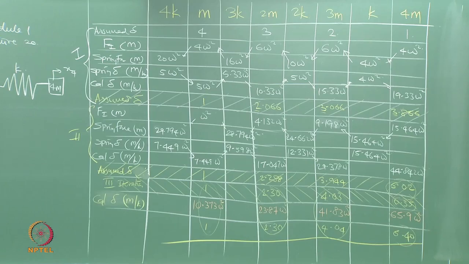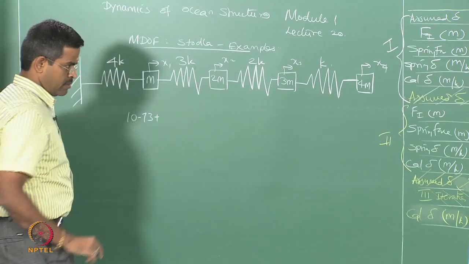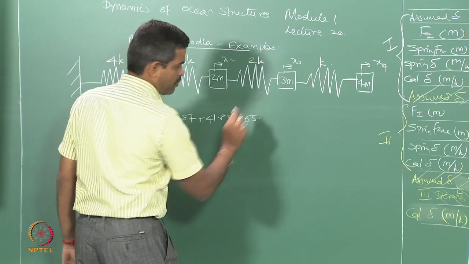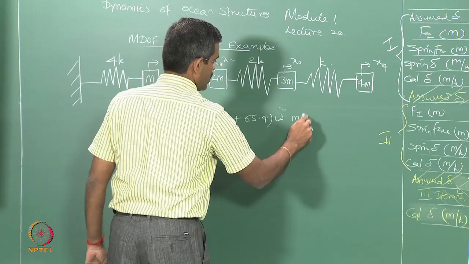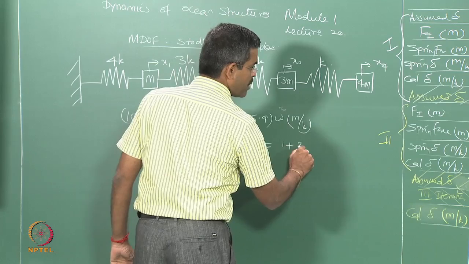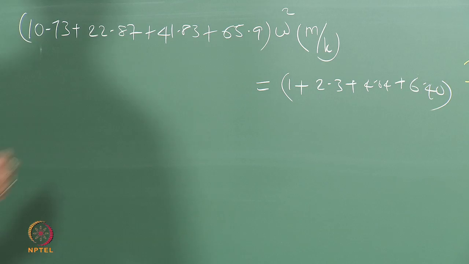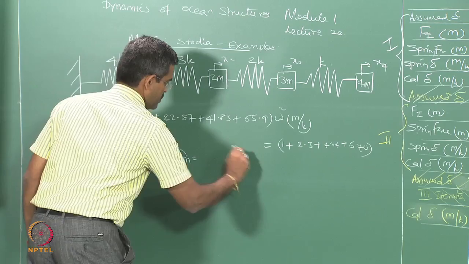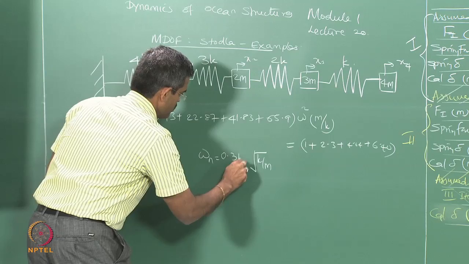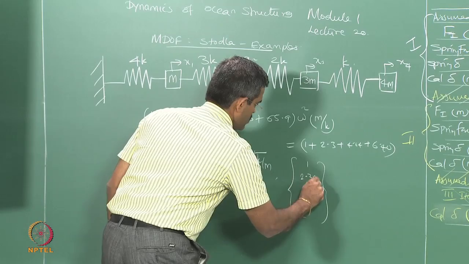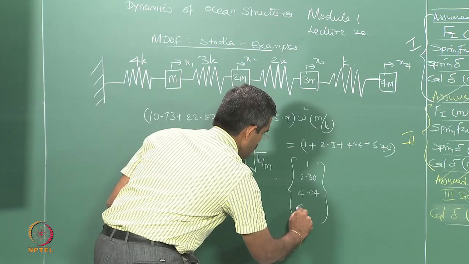because now we can compute omega. So 10.73 plus 22.87 plus 41.83 plus 65.9 of omega square m by k should be equal to 1 plus 2.3 plus 4.04 plus 6.4. So, can you get me the value of omega n? K by m. And the corresponding mode shape is 1, 2.30, 4.04, and 6.40. That is what I got from Stodola.